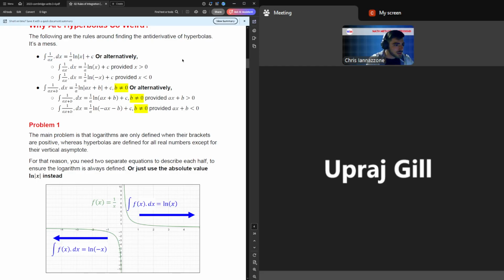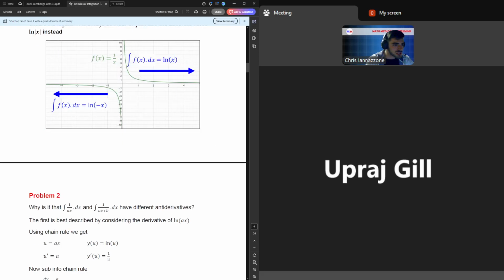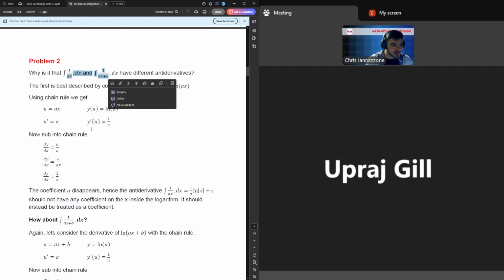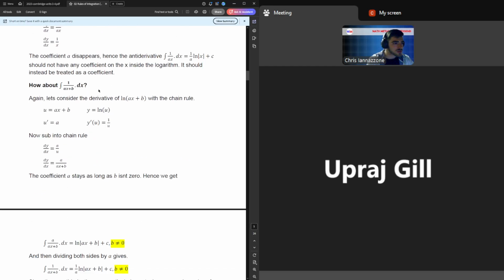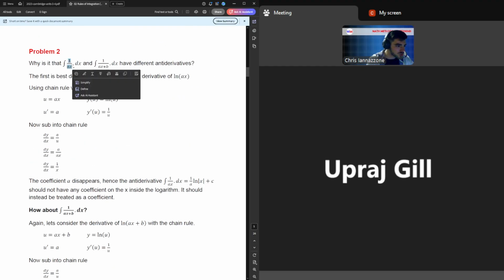Cool. Same thing over here, right? Absolute on this, same thing as just rewriting that. So that's the first reason why there's a bit of weirdness. The second is that, and this isn't really actually even taught in the formula sheet, so this is a thing you'll have to be at least somewhat aware of: the integral of 1 over ax is different to 1 over ax plus b.